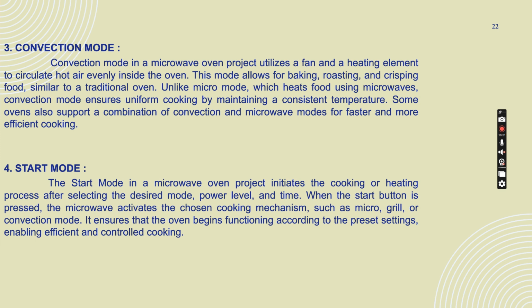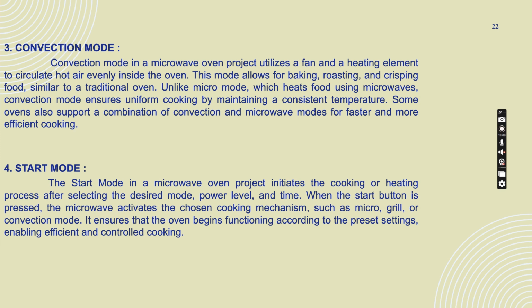Unlike micro mode, which heats the food using microwaves, convection mode ensures uniform cooking by maintaining a consistent temperature. Some ovens also support a combination of convection and microwave modes for faster and more efficient cooking. So this is the convection mode.